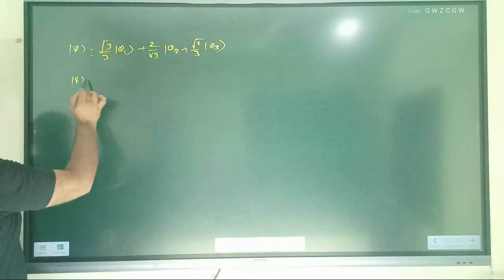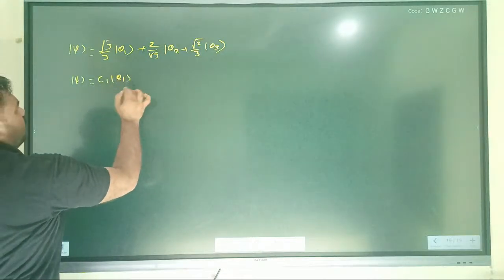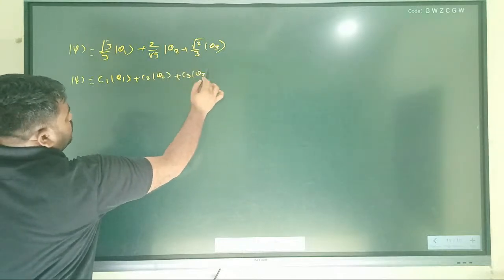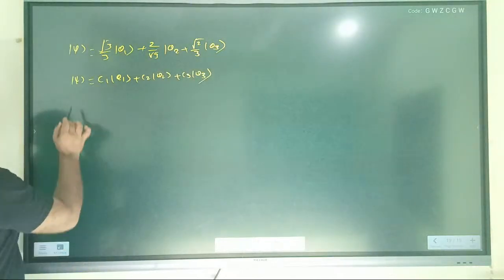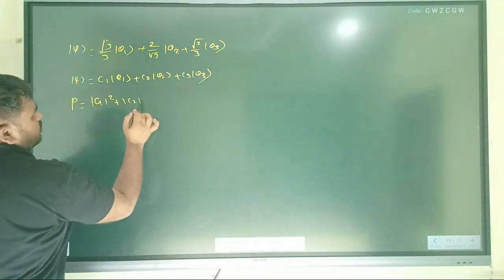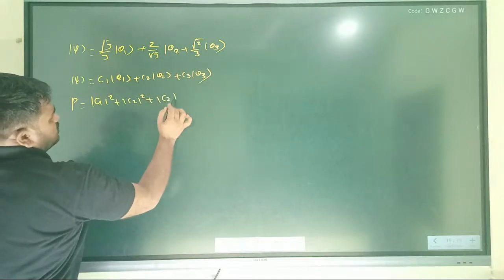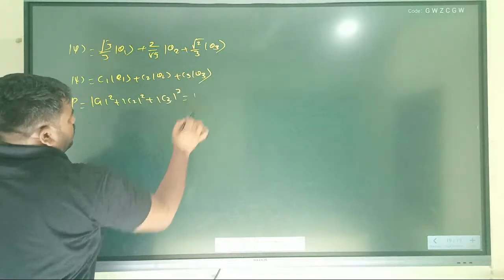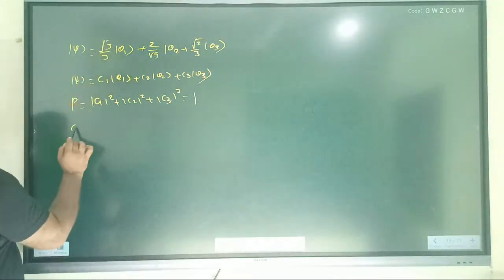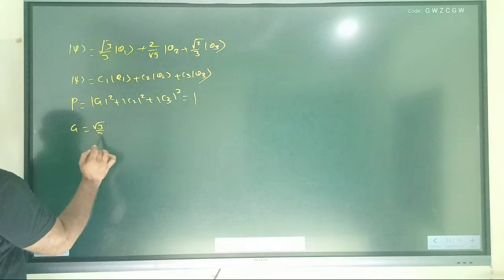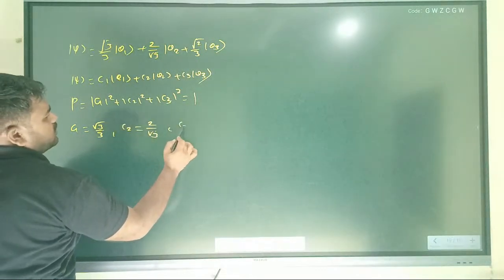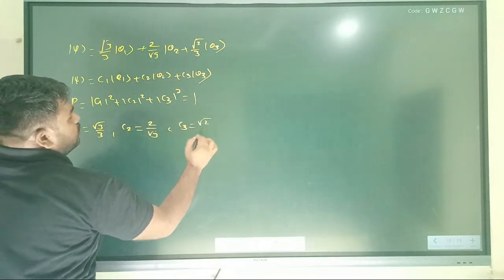Psi can be written as C1 phi 1 plus C2 phi 2 plus C3 phi 3. Now if the given function is normalized, then mod C1 square plus mod C2 square plus mod C3 square should equal 1. So we can say the given function is normalized. What is the coefficient? C1 is root 3 upon 3, C2 is 2 upon root 3, and C3 is root 2 upon 3.